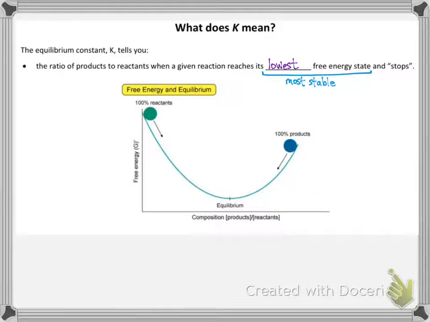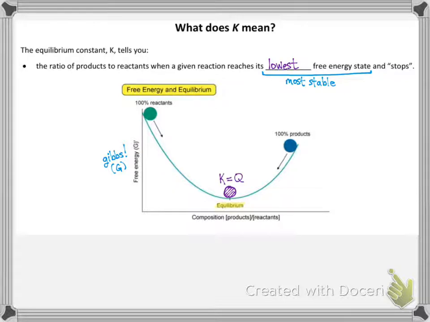We can actually make an analogy between gravitational potential energy and chemical potential energy by graphing Gibbs free energy versus the ratio of products to reactants. Just like balls rolling down a hill, your chemical system is going to react until it reaches its most stable point. And that's what will come to a, well, quote unquote, stop.